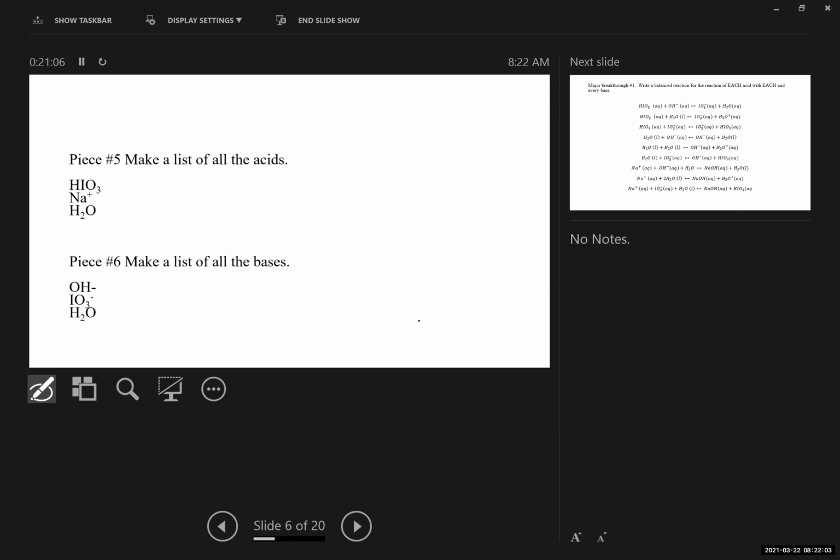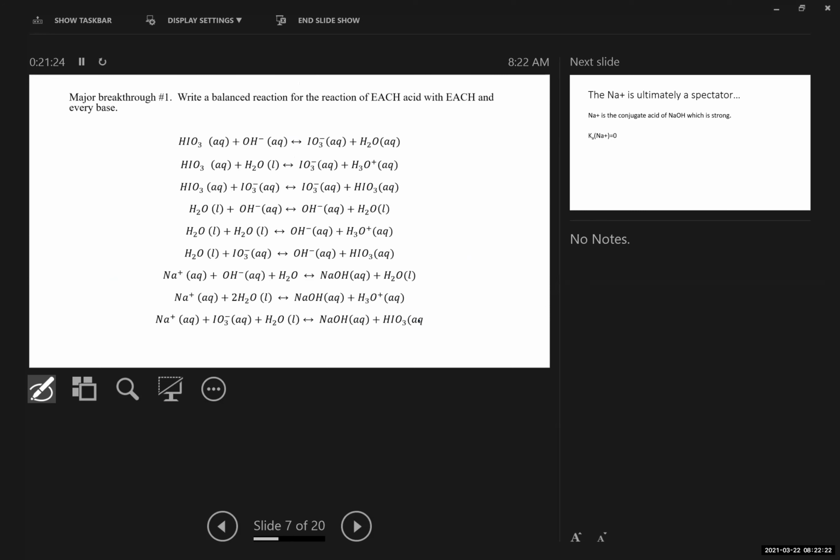Okay, checking back in. All right, again, I have 3 acids and 3 bases. That means technically I have how many acid-base reactions? 9, right? And so again, it's every acid with every base. So iodic acid with all 3 bases, water with all 3 bases, and again, technically sodium with all 3 bases.